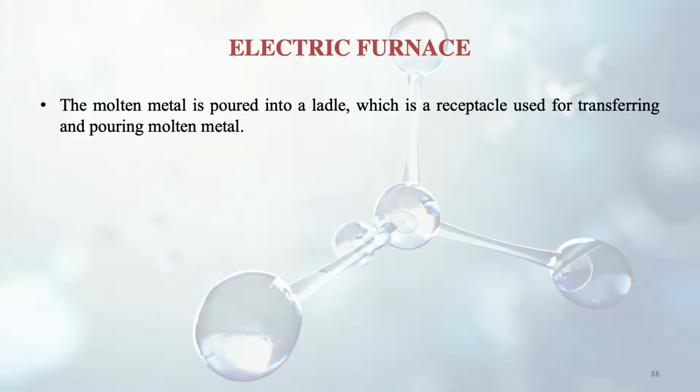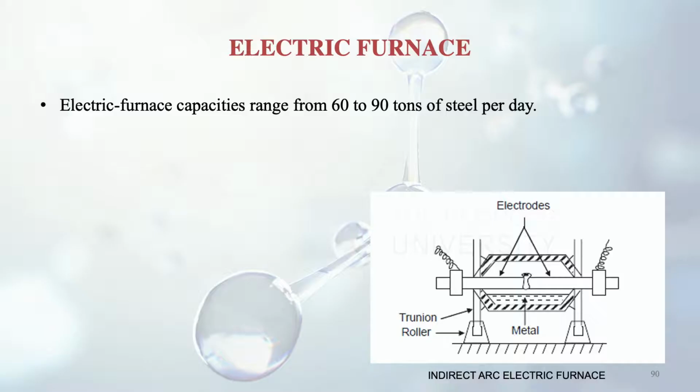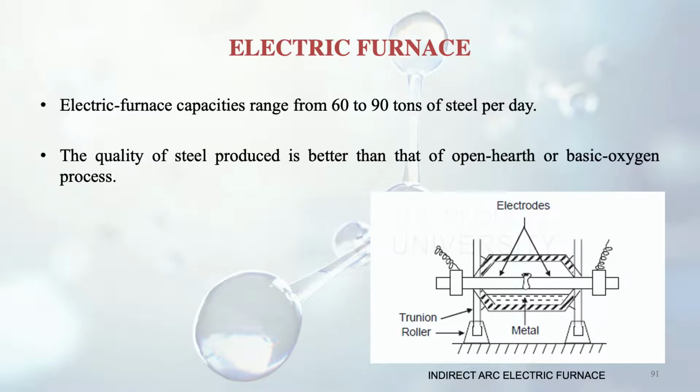The collection car is known as the ladle, which is a receptacle used for transferring and transporting molten metal. Electric furnace capacities range from 60 to 90 tons of steel per day. The quality of steel produced is better than that of the open hearth or basic oxygen process. So out of the three kinds of furnaces, the electric arc furnace gives the best quality of steel.